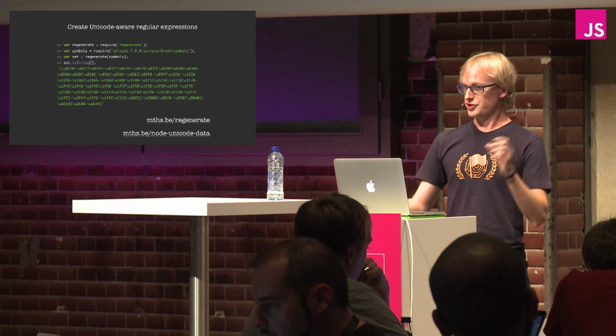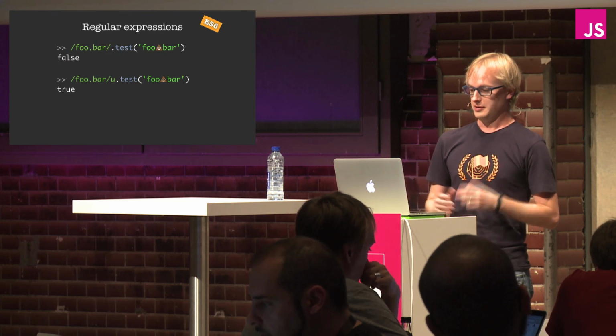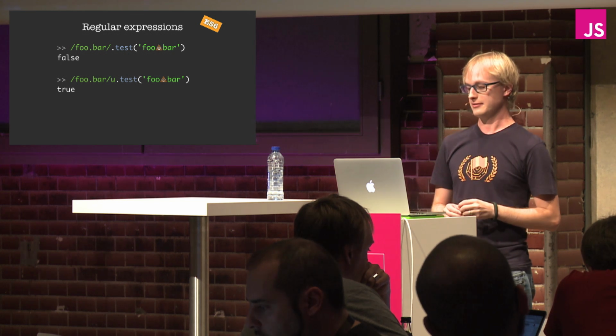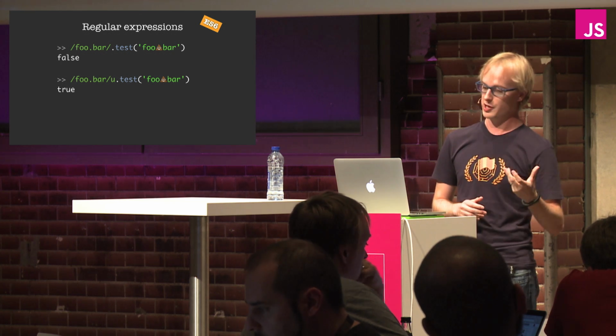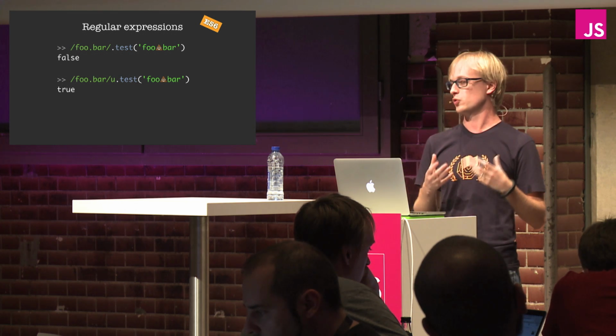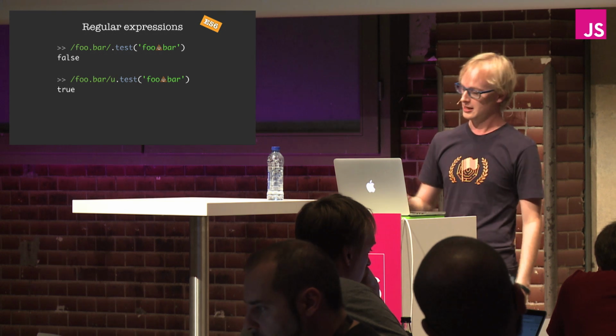Now, getting back to the dot operator, ES6 introduces a new flag for regular expressions, the U flag. It stands for Unicode, of course, and it makes the dot operator match whole code points instead of surrogate halves. So it kind of makes regular expressions work the way you would think they would work.